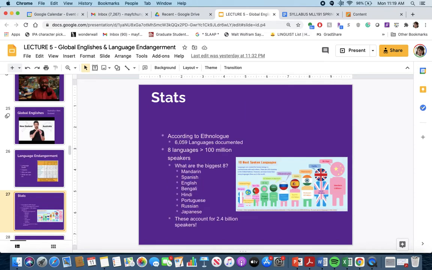We'll talk about that. According to Ethnologue, there are about 6,000 languages documented, right? And in the top eight languages, of course, the first is Mandarin. Others include Spanish, English, Bengali, Hindi, Portuguese, Japanese, and Russian, right? These account for a lot of the speakers, probably about 2.4 billion speakers. A lot of people speak these languages or at least one variant of these languages.